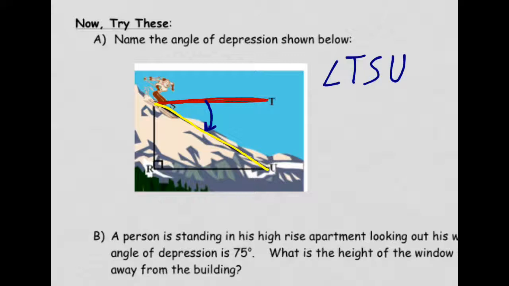Angle TSU. Okay. I would not have accepted angle S because S can refer to this whole thing. Really, this point is just S. So we need to make it more specific. TSU. That angle right there.